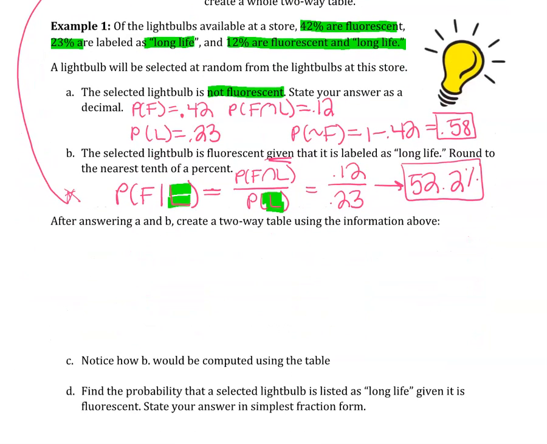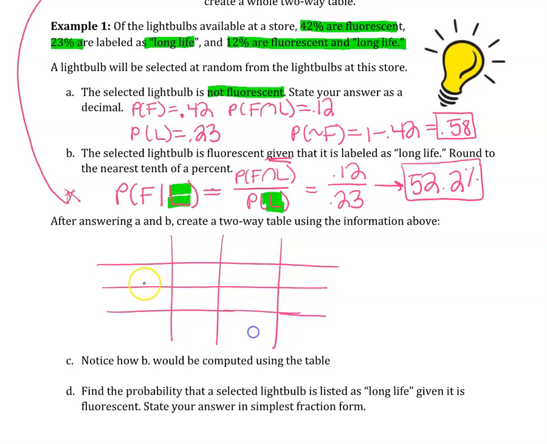Let's set up the two-way table though, just to show you where this is all coming from. So the two things you're comparing are fluorescent and long life. So I'm going to set this up. 1, 2, 3. 1, 2, 3. I'll put fluorescent and not fluorescent. Long life, not long life. Okay. Now I'm going to do this out of 100%. That means fluorescent and long life, which was 12. So 12% will go right there.